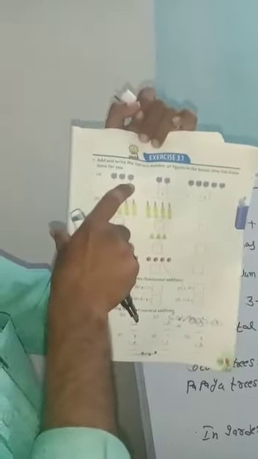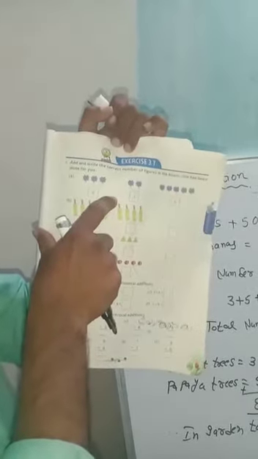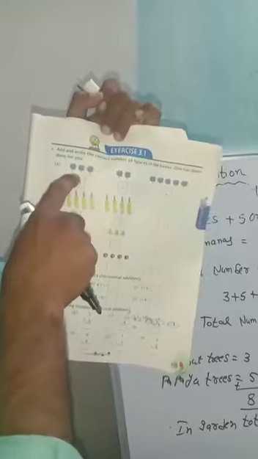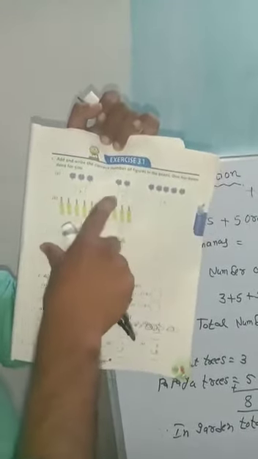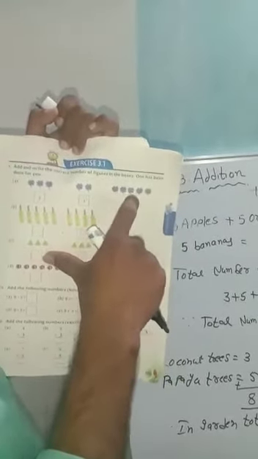So here an example is there. 1 flower, 2 flowers, 3 flowers. Total here 3 flowers. Plus is nothing but addition. Here 3 flowers, here 2 flowers. 3 plus 2. 3 plus 2 is equal to. Total how many flowers are there? 1, 2, 3, 4, 5. 3 plus 2 flowers is equal to total 5 flowers. So by doing addition, 5 has come.